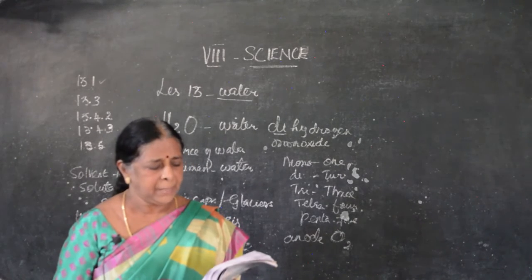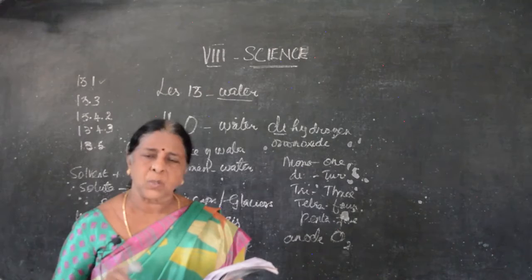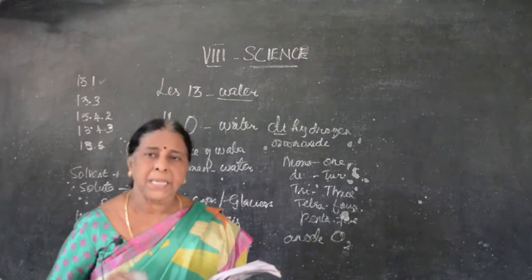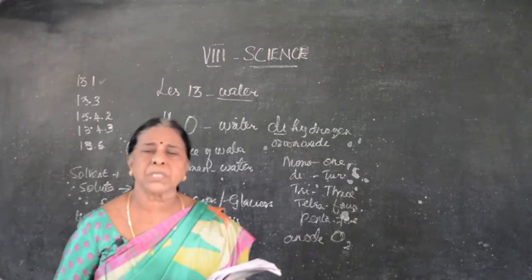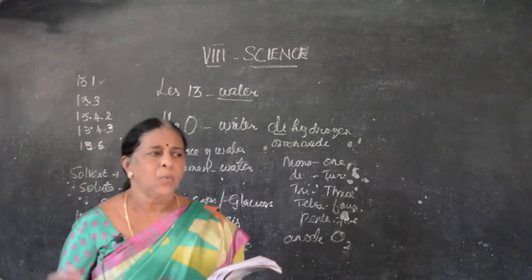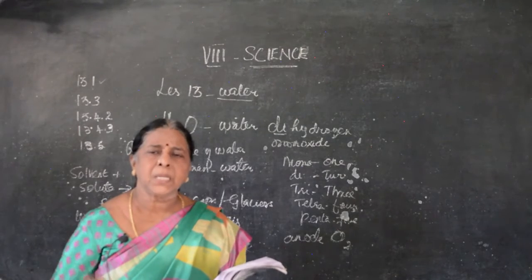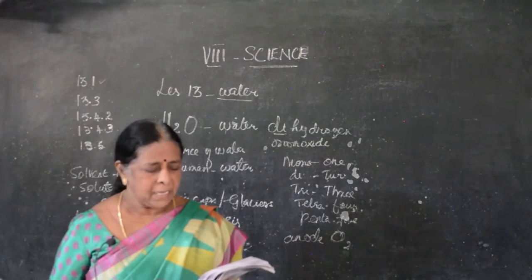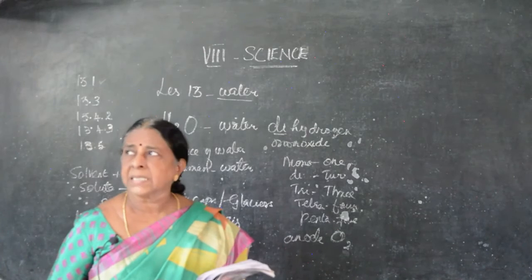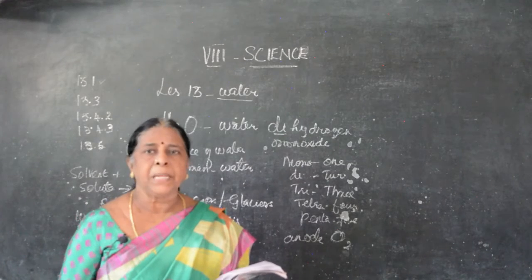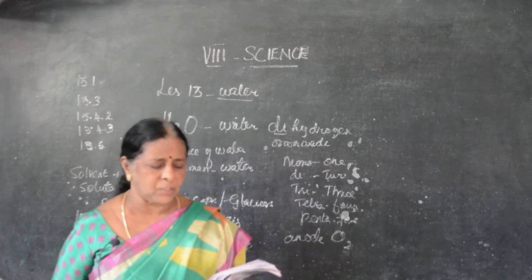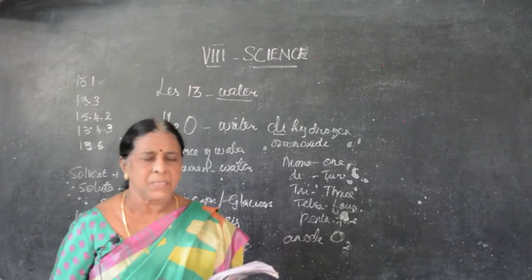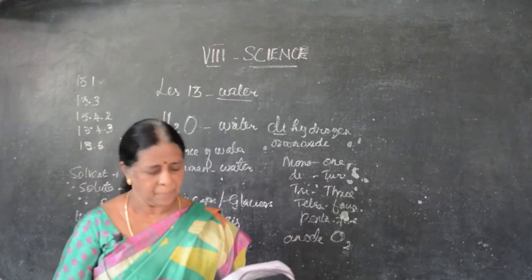Universal solvent. It can dissolve solids such as salt and sugar, liquids such as honey and milk, and gases such as oxygen and carbon dioxide. That is, water can dissolve solid, liquid and gas. What are the solids? Sugar and salt. Liquids, honey and milk. And gases, carbon dioxide and oxygen. Everything can be easily dissolved into the water. So it is known as universal solvent.